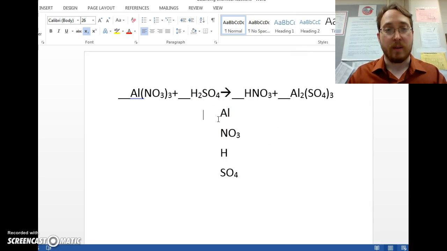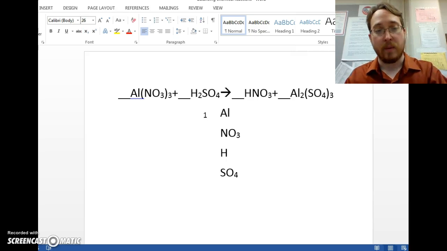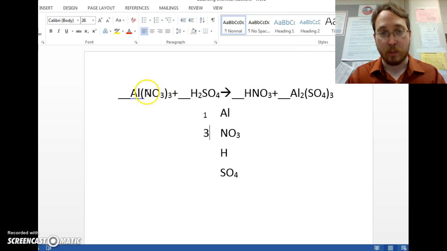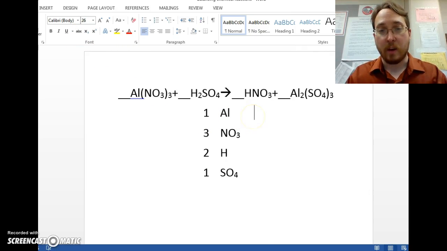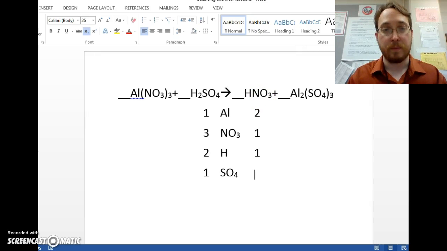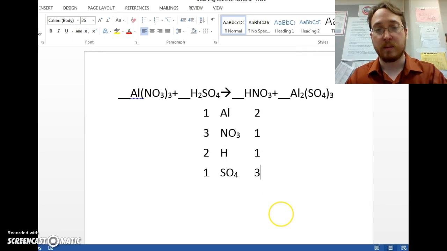On this side, we have 1 aluminum, we have 3 nitrates, because it's in parentheses and this is the count, so 3 nitrates, we have 2 hydrogen, and we have 1 sulfate. Let's reformat these so that they are all the same size. On the other side of the equation, we have, looks like 2 aluminum here. We have 1 nitrate here, we have 1 hydrogen, and we have 3 sulfates.